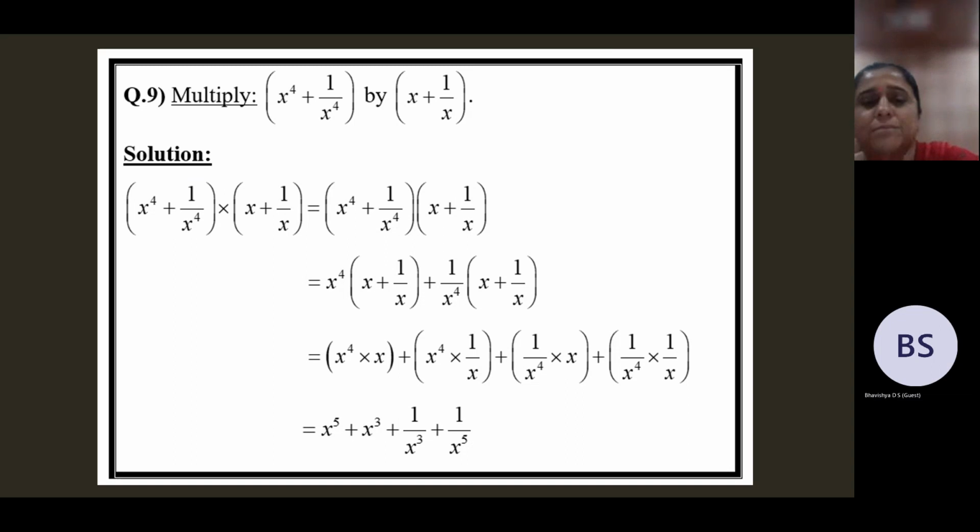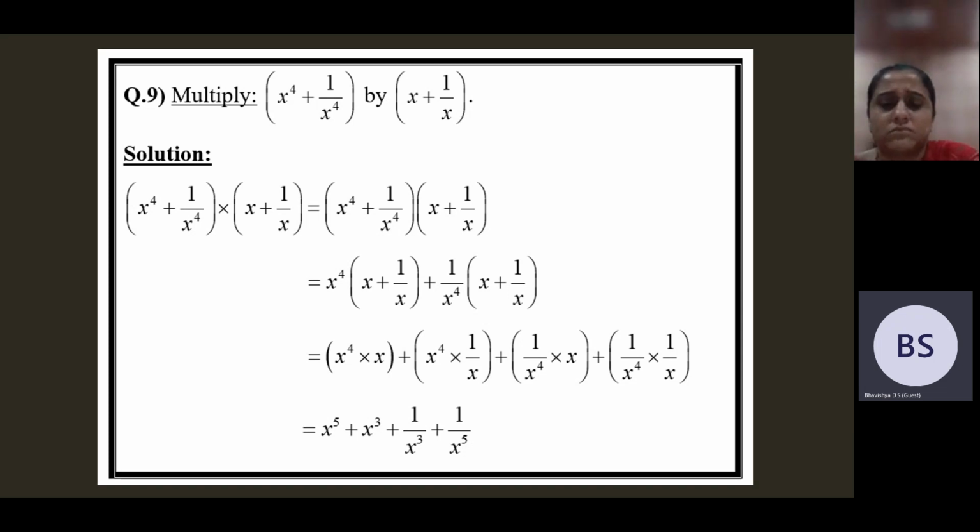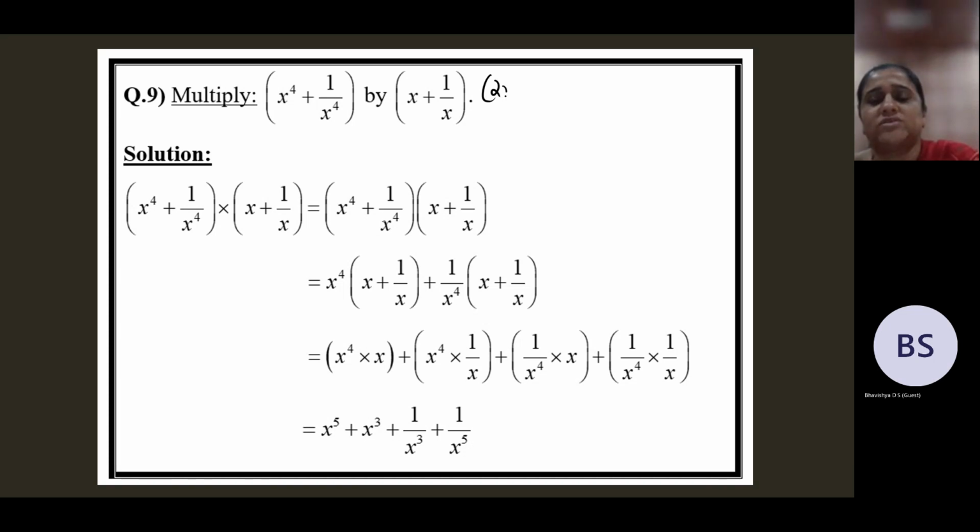Ma'am, how are we multiplying that x power 4 into x plus x power 4 into 1 by x like that, ma'am? Okay, so that's what we have to do, no? How do you multiply? Now tell me this one, Bhavishya. Supposing we have 2x minus 5 into x plus 2. How will you multiply this, Bhavishya?